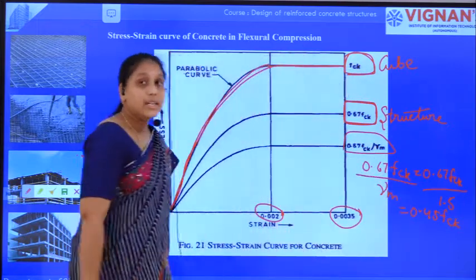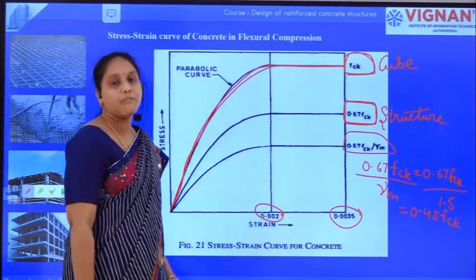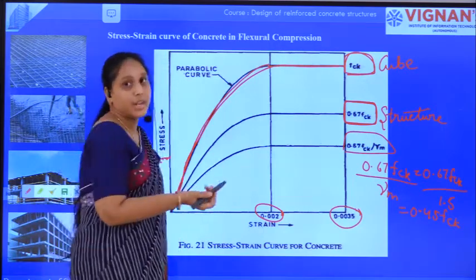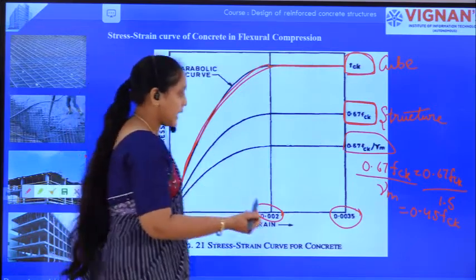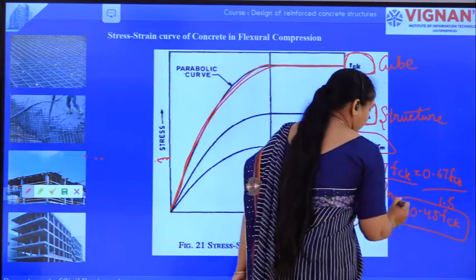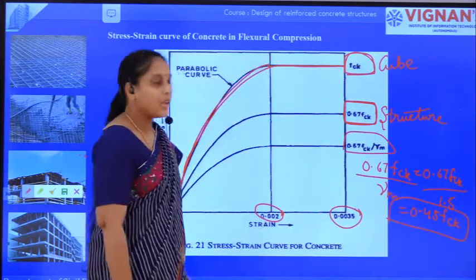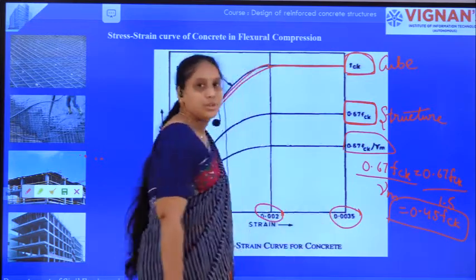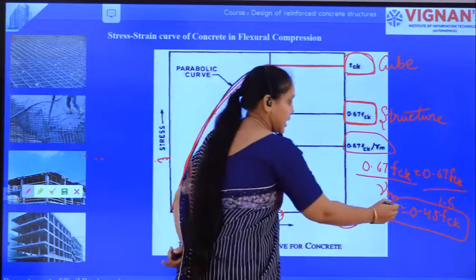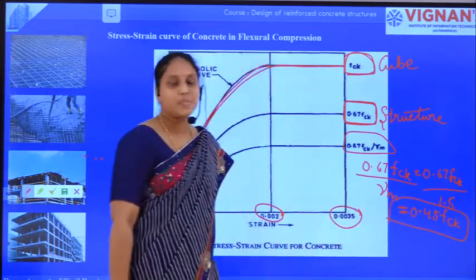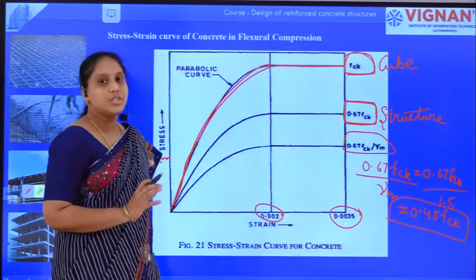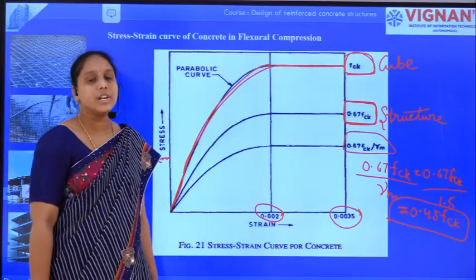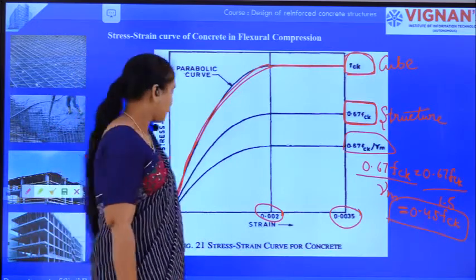So in the design for the limit state of collapse, the design strength for the concrete is taken as 0.45 fck, the maximum strain in the concrete is taken as 0.0035, and the stress is taken as 0.45 fck. So this is the stress strain curve for concrete. Now let us see the stress strain curve for steel.